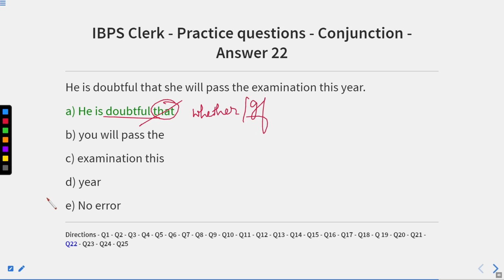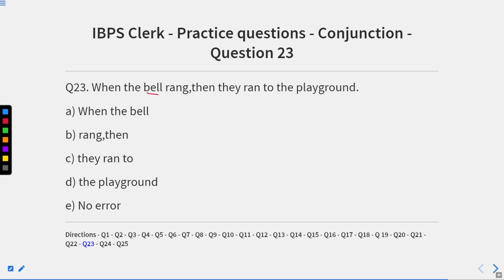Now let us move to question number 23. When the bell rang, then they ran to the playground. Now if it is written when the bell rang, this then word is unnecessary over here. It should not make a pair.